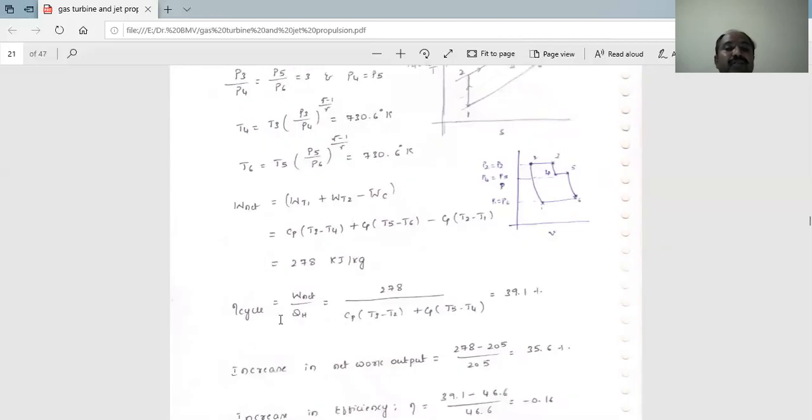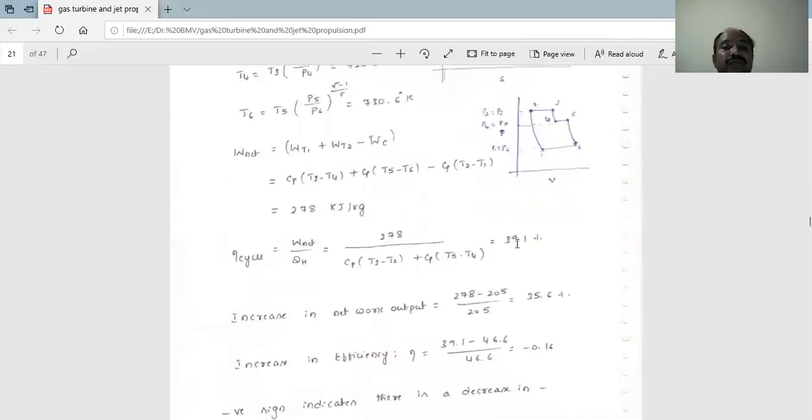Then cycle efficiency is equal to W net divided by heat supplied. W net we have already calculated as 278. Heat supplied is taken in two stages because of the reheating of the gas turbine. That is Cp into T3 minus T2 plus Cp into T5 minus T4, which is equal to 39.1%. This is the efficiency we are getting for the reheating gas turbine. Already we calculated the simple gas turbine efficiency as 46%.